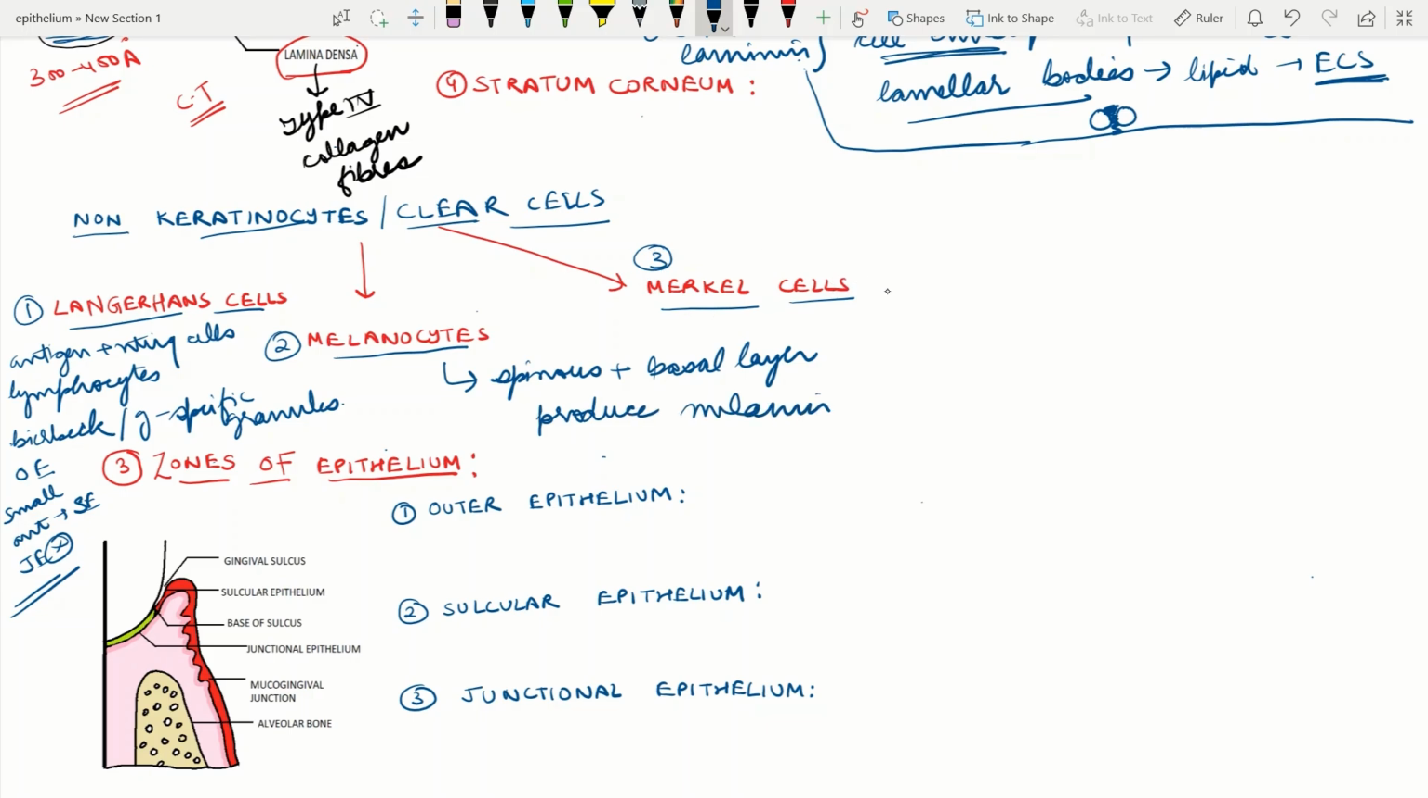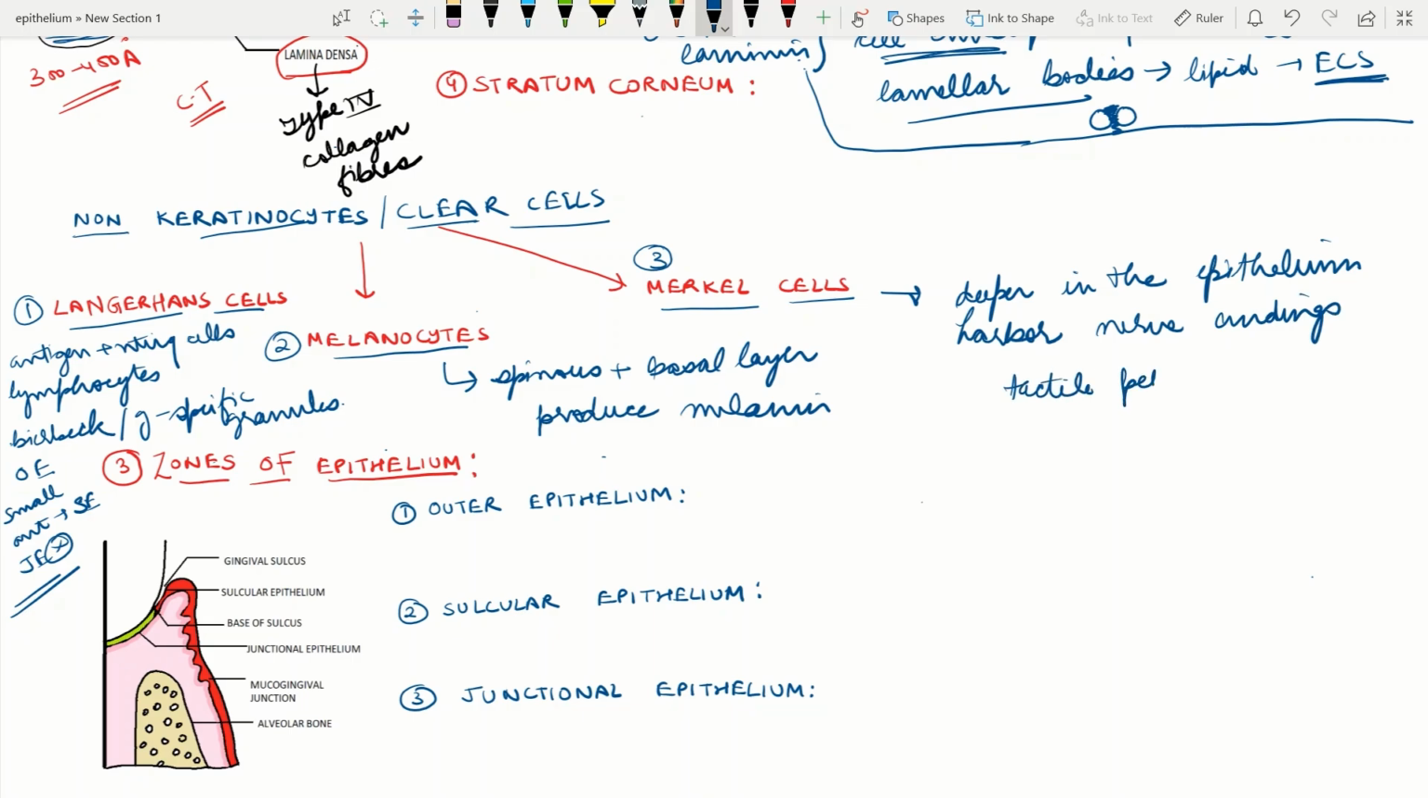And the third one is the Merkel cells. So these Merkel cells are found deeper in the epithelium. They harbor nerve endings. And what is their function? That is the tactile perception. So this was all about the gingival epithelium.